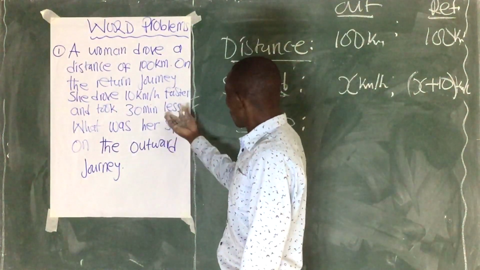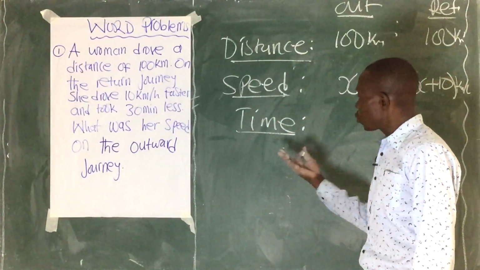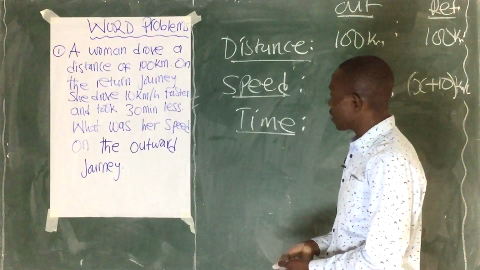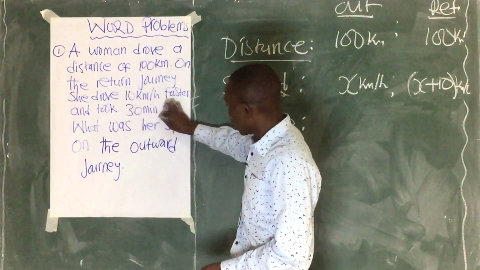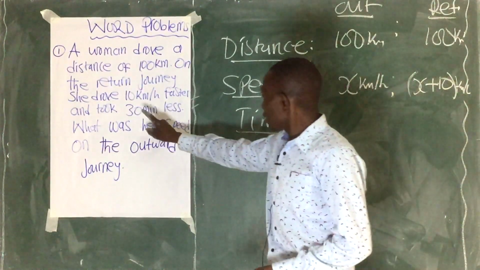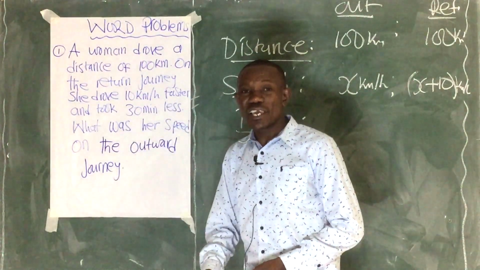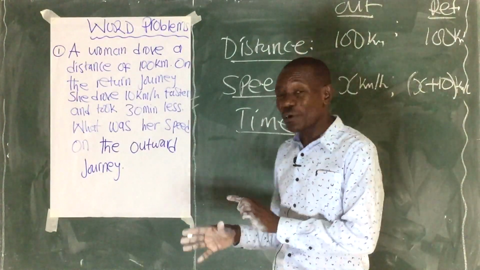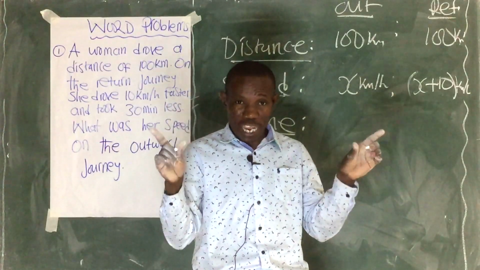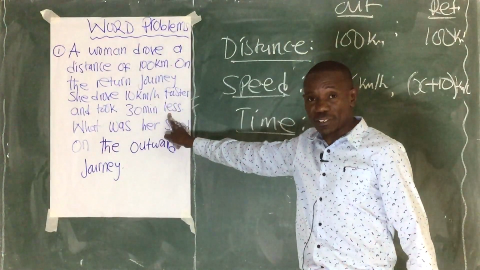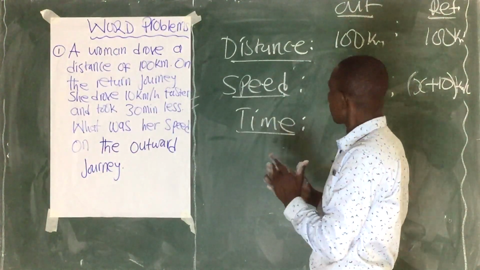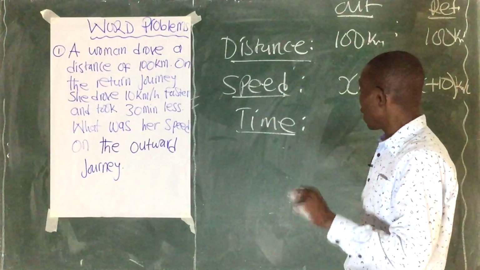Now here, we are not told the time she took when going out, nor the time she took when coming back. But we're told that when coming back, the speed was increased and she saved 30 minutes. So there's a difference between the time going out and the time she took when coming back. The two times differ by 30 minutes. So what are these times? Since it is not stipulated, we can still apply some operations.